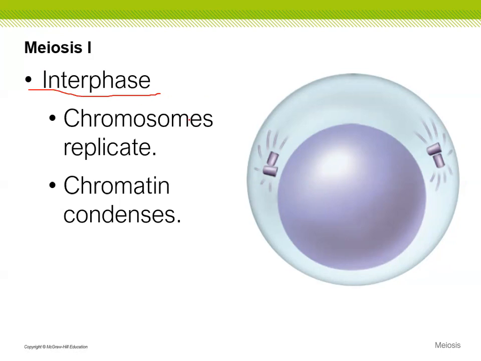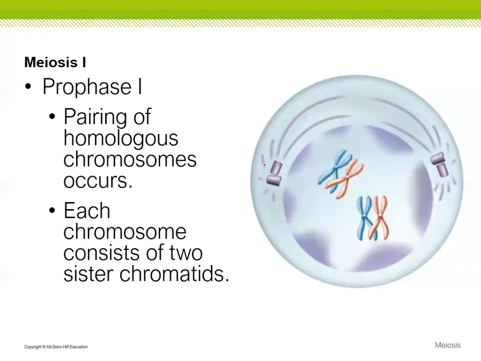Interphase is where the big thing is that the chromosomes replicate. So it's not much different at the start, right? We're going to copy some DNA. This is where it's going to start to differ, though. And this is color-coded to help make it a little bit easier to distinguish.